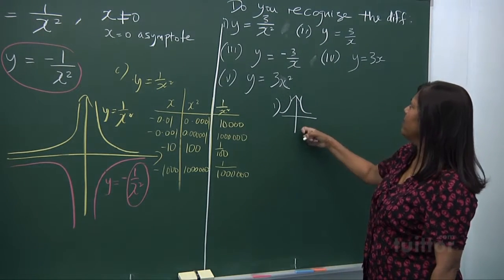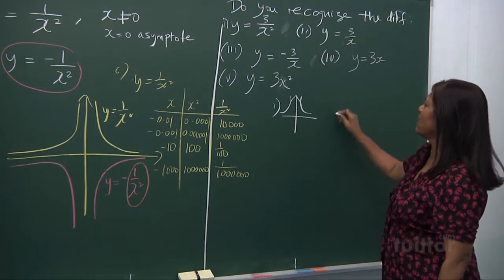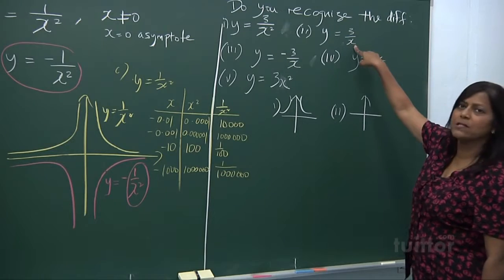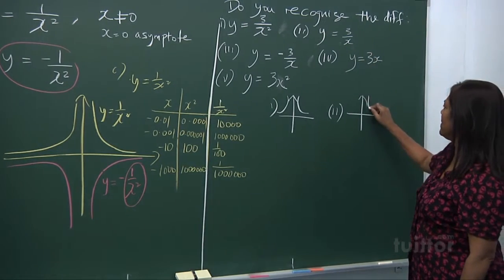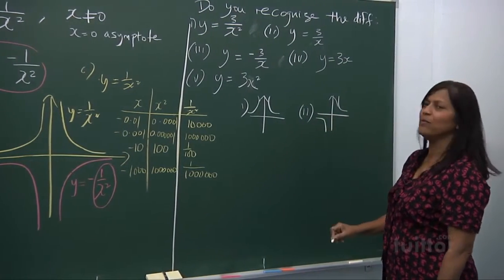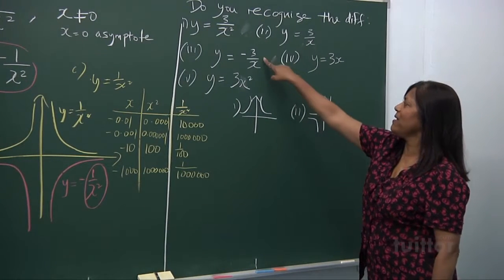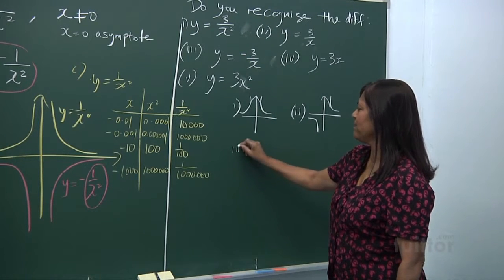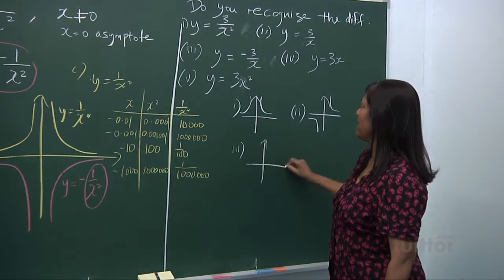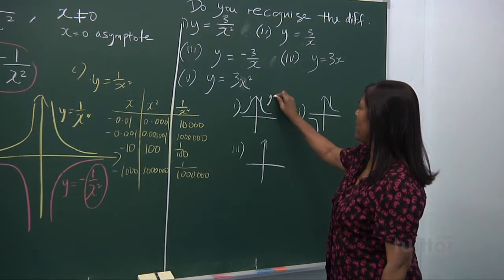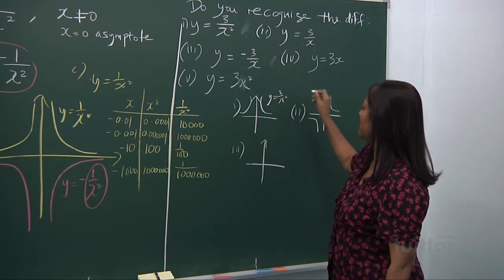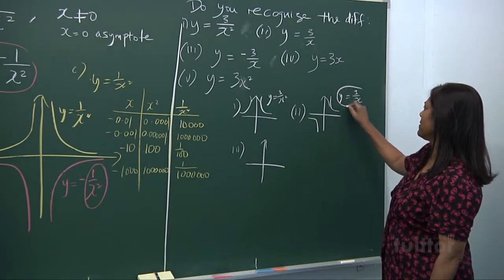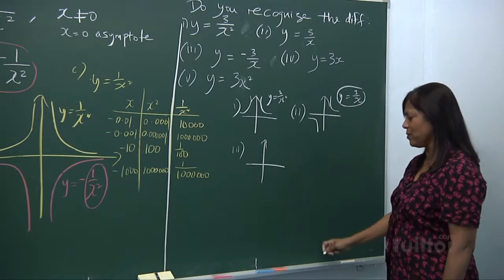For the second one, what's the shape of the graph going to be? Well, the positive values of x will be this, the negative values of x will be that. Alright? And look at this, here's a minus. What's the shape? I think I better write this down. This is y is 3 over x squared. Here, y is going to be 3 over x, because the negative values of x will give you negative values of y.